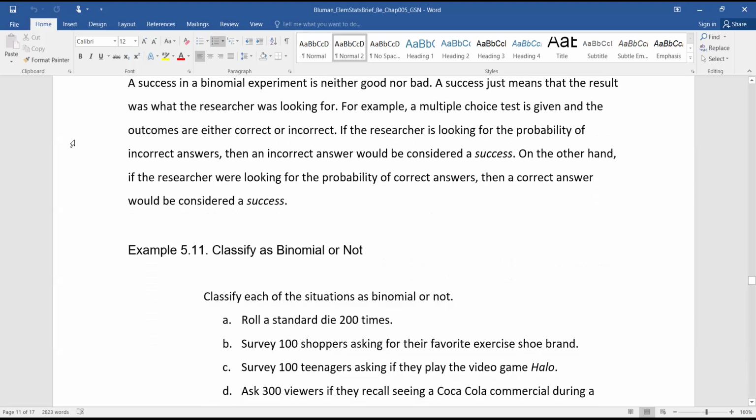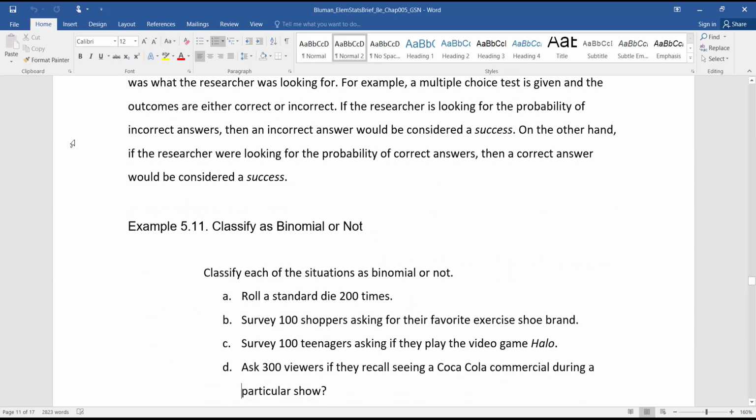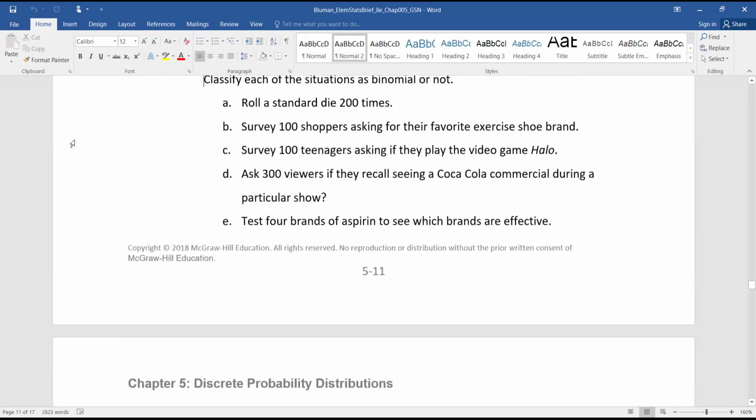So a success in a binomial experiment is neither good nor bad. A success means that the result was what the researcher was looking for. For example, a multiple choice test is given and the outcomes are either correct or incorrect. If the researcher is looking for the probability of incorrect answers, then an incorrect answer would be considered a success. On the other hand, if the researchers were looking for the probability of correct answers, then a correct answer would be considered a success.